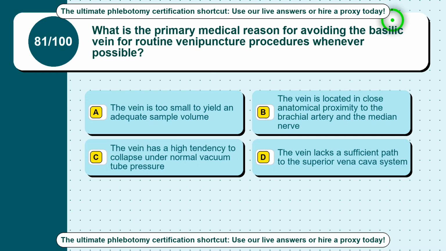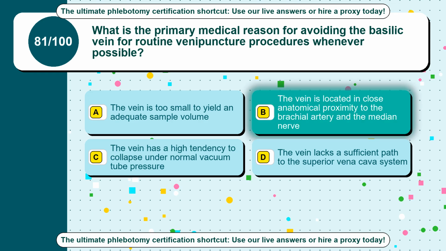Question 81. What is the primary medical reason for avoiding the basilic vein for routine venipuncture procedures whenever possible? Option A, the vein is too small to yield an adequate sample volume. Option B, the vein is located in close anatomical proximity to the brachial artery and the median nerve. Option C, the vein has a high tendency to collapse under normal vacuum tube pressure. Option D, the vein lacks a sufficient path to the superior vena cava system.